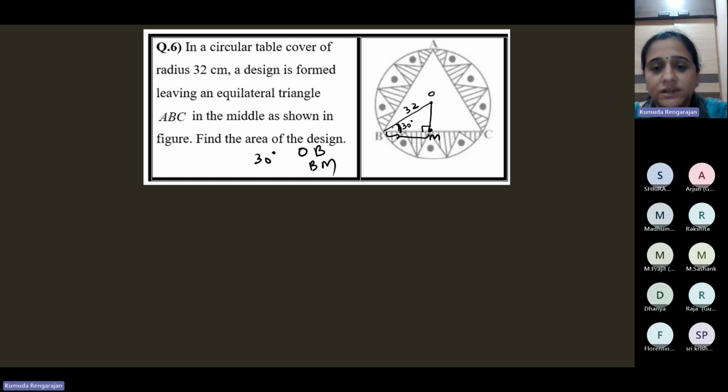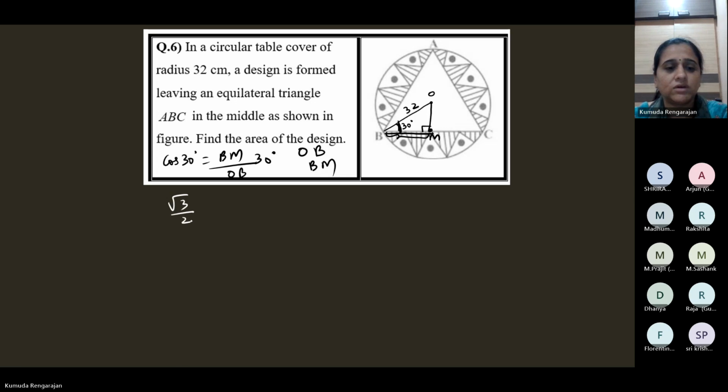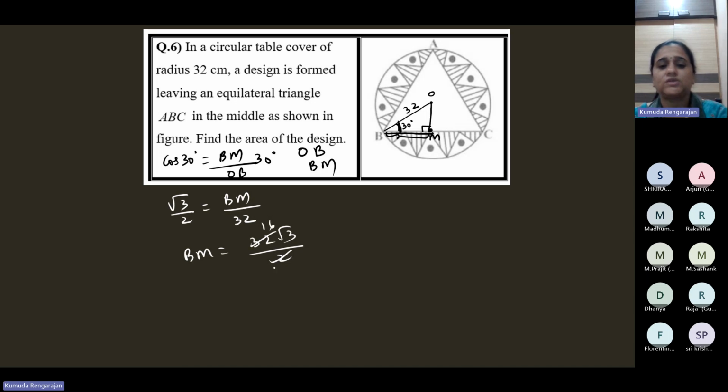Okay, so for 30 degrees, BM is the adjacent side and OB is the hypotenuse. Adjacent by hypotenuse, cos 30 degrees. Cos 30 degrees is equal to adjacent BM by hypotenuse OB. So the value of cos 30 degrees is √3/2, equal to BM, which we don't know, by 32. So BM is equal to 32 × √3/2, which is 16√3.